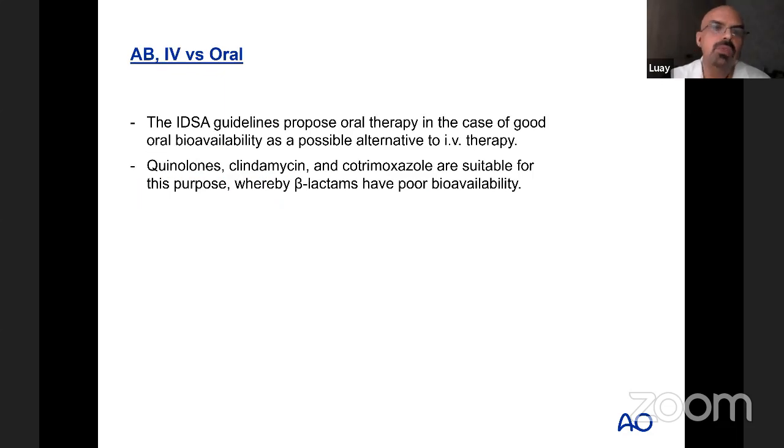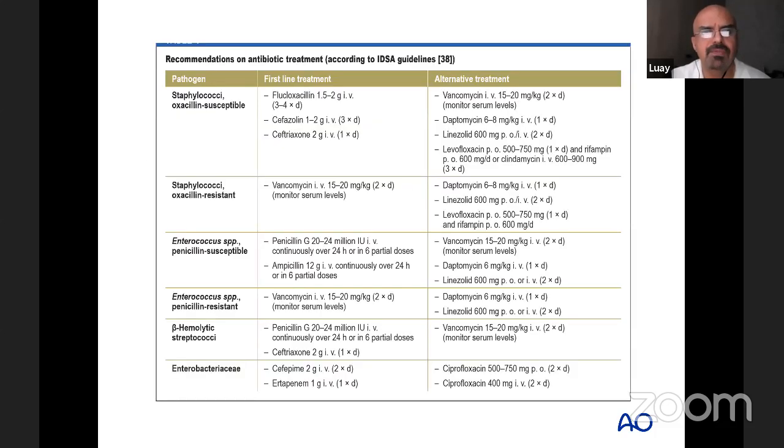Regarding whether to use antibiotics IV or oral, the Infectious Diseases Society of America guideline proposes oral therapy in the case of good oral bioavailability as a possible alternative to IV therapy, like the quinolones and clindamycin and others, and not to use beta-lactam groups because of poor bioavailability. And this is their guideline for each type of microorganism.